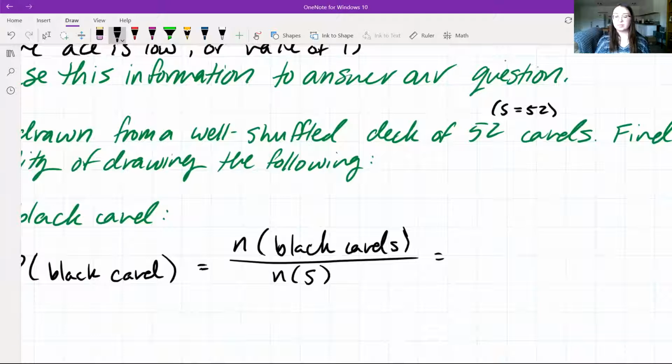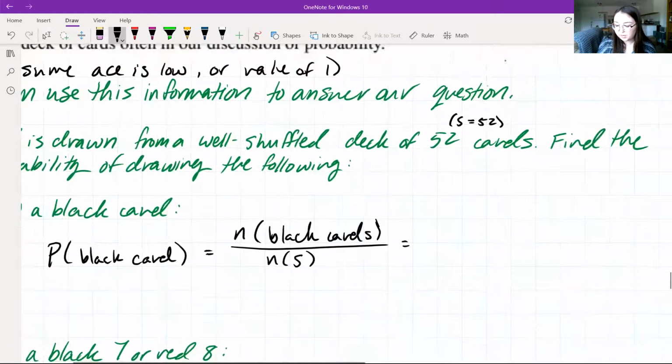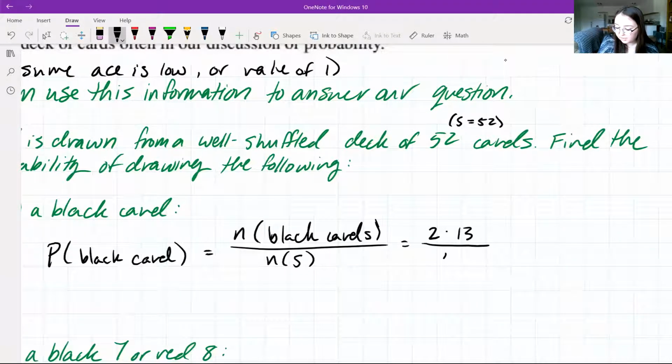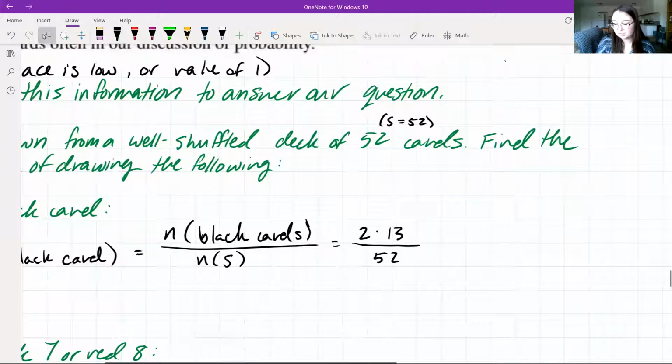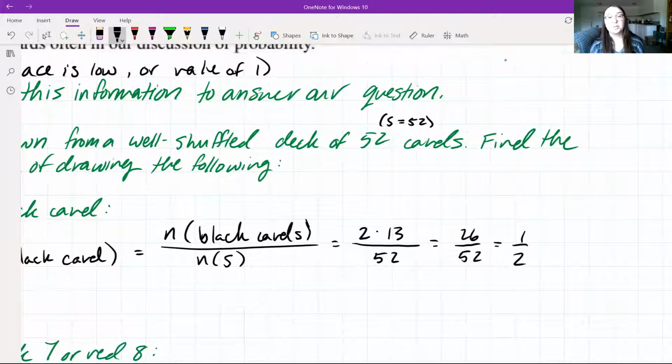So our number of black cards, we know there are 2 suits, each with 13 cards. Our sample size is 52. And what we get here is 26 divided by 52, which is just 1/2. This makes sense since each suit has the same number of cards and there are 4 suits in a deck. So if we wanted a single black card, we know there's a 50% chance of pulling a single black card since that was half the deck anyway.